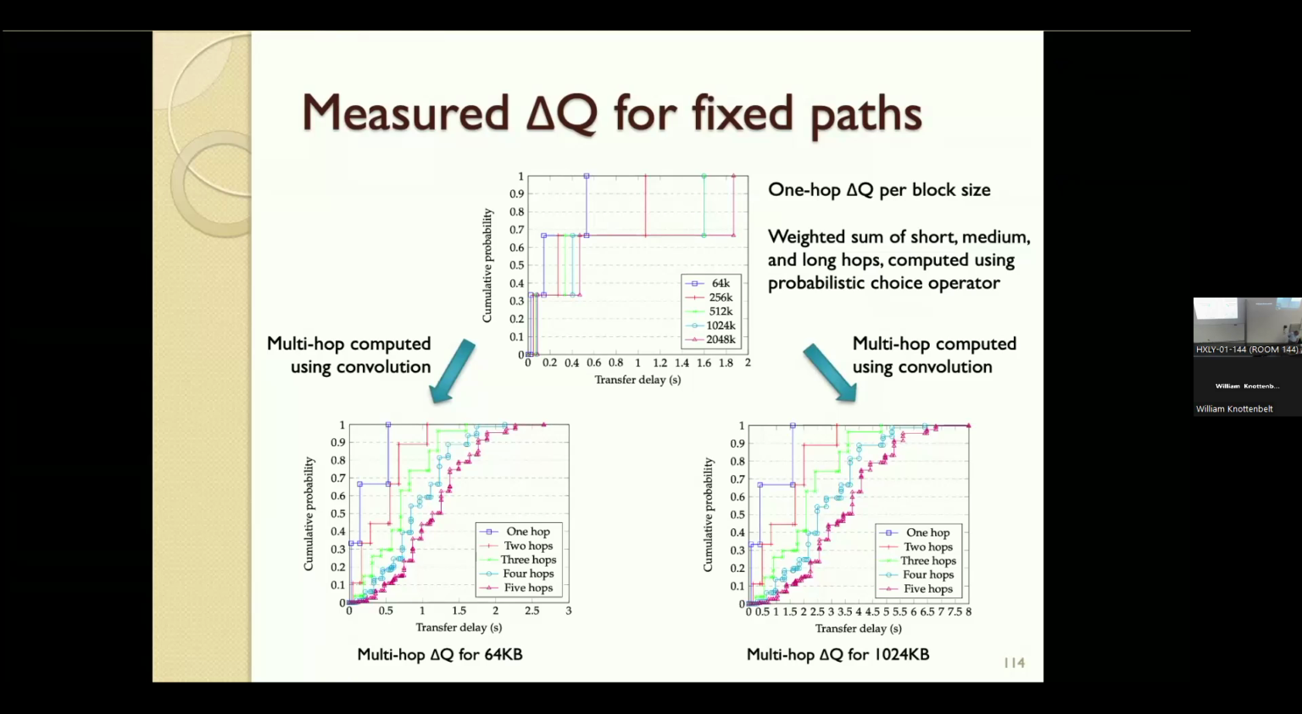So here I'm only showing the ΔQSD directly related stuff. Once you have the single hop, you can look at multi-hop. So this fact that the single hop is not that detailed is not really a problem, because once you start going into multi-hop, then you get a lot more detail added, in fact. So for 64 kilobyte on the left and for 1000 kilobyte on the right, from 1, 2, 3, 4, 5 hops.